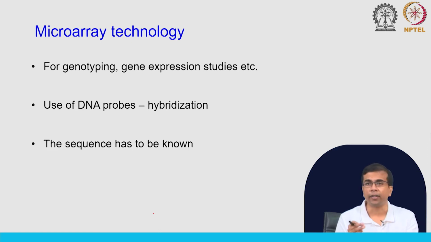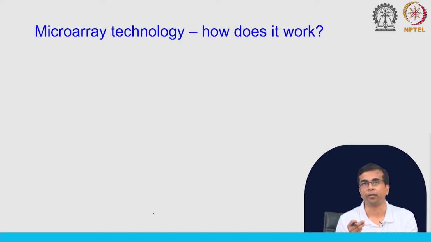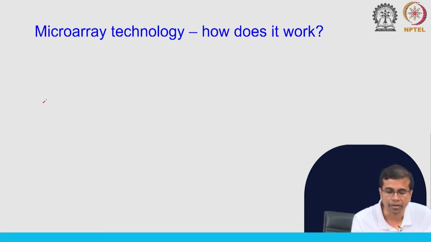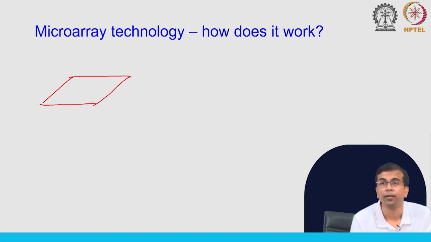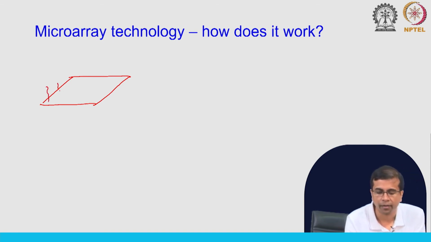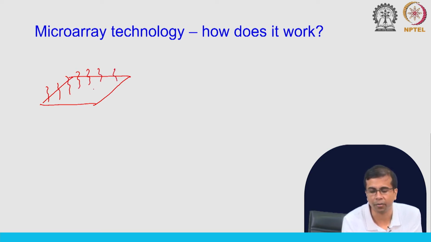Nevertheless, people used this method quite a bit for genotyping and gene expression studies, because it was a high throughput method available at this time. So, how does it work? We will just illustrate this now. As I mentioned, you have a solid surface, and on top of that you have these DNA probes. You have many of them. I am just drawing a few, but you have hundreds of thousands of them.